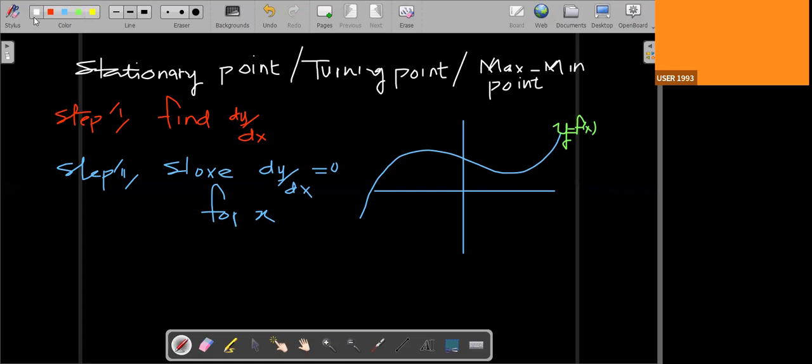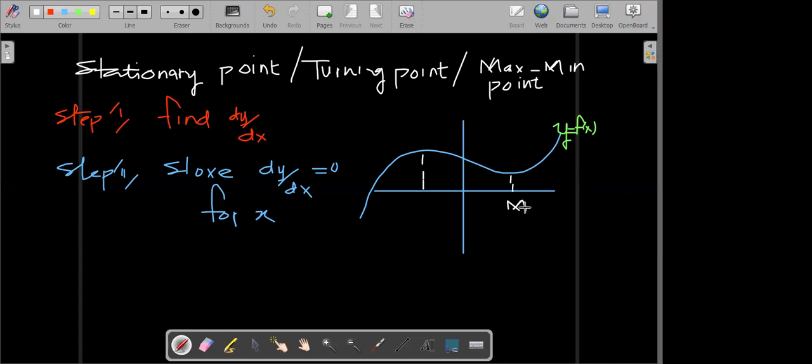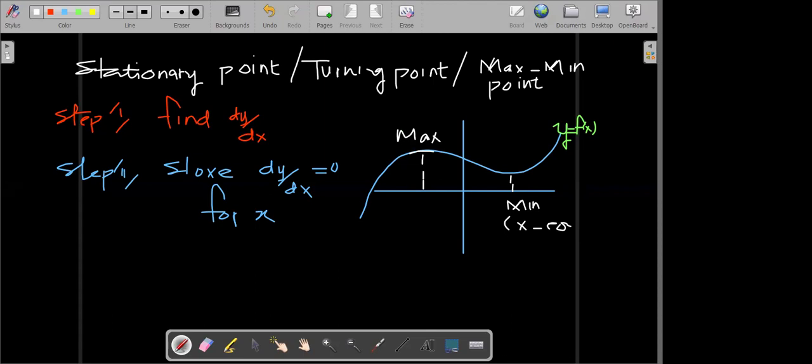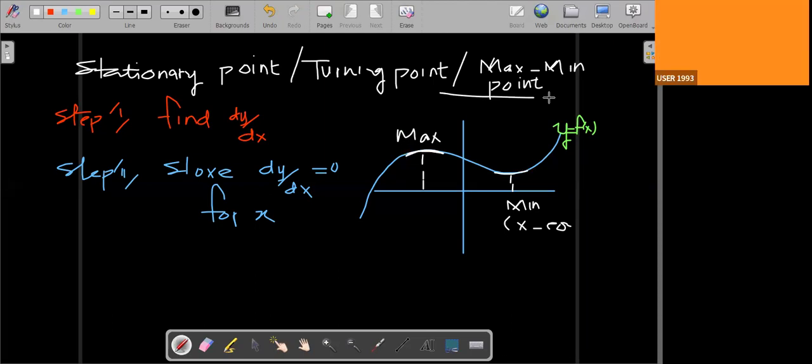So this graph has a maximum and a minimum, right? You see that the maximum is somewhere here. Minimum is somewhere here, right? Minimum, x coordinate of the minimum. Here's the maximum. We can also call this a turning point. The graph turns. That's why it is. You see all the points, all the names.